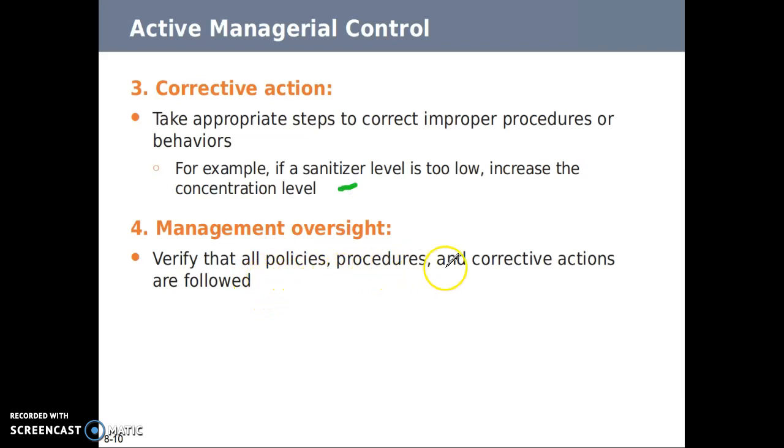Verify that all policies, procedures, and corrective actions are followed. If you have to temp a product when you're cooking, most likely there's somewhere that you're supposed to write down what that temperature was when you checked it. And that's where the corrective action number 3 comes in. If you find that the temperature is too low, you immediately cook it longer and then retemp it and make sure that it has met your basic guideline.